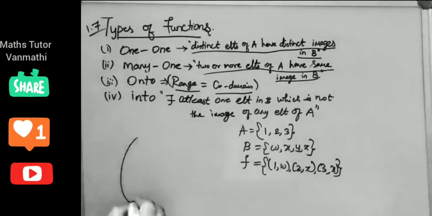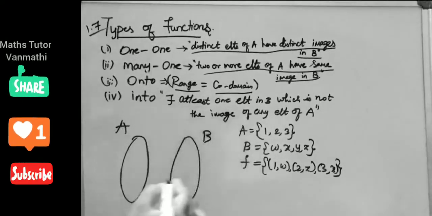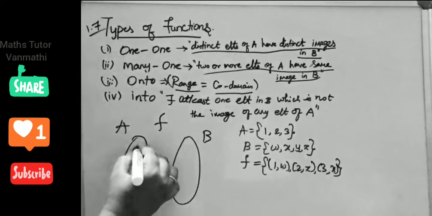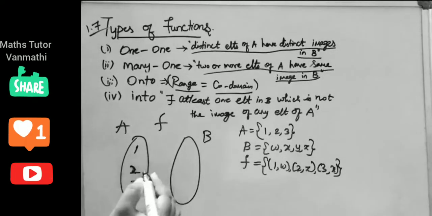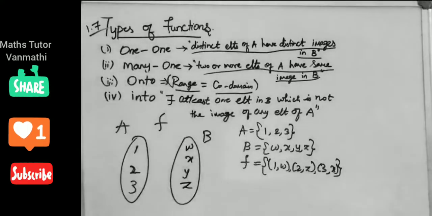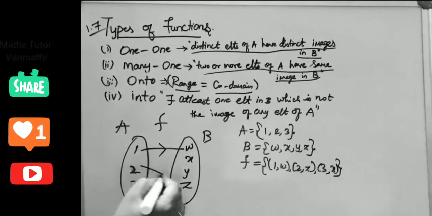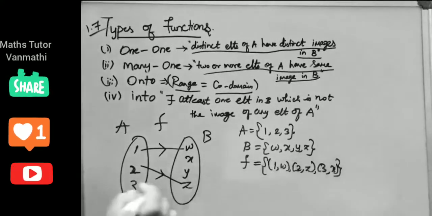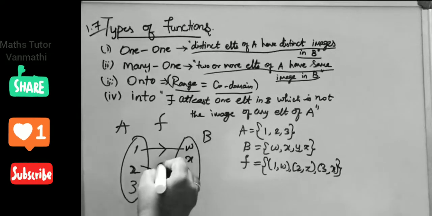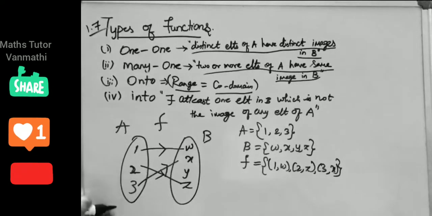Now we are using the arrow diagram. A set, B set and the function. A is your 1, 2 and 3. B is your w, x, y and z. So mapping from 1 to w, 2 to z, 3 to x. Okay.